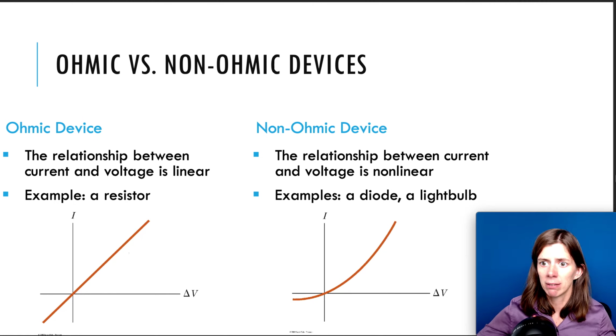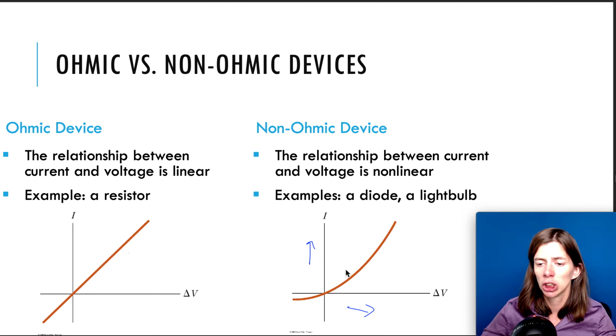What about non-ohmic devices? So non-ohmic means that the relationship is nonlinear. You can see here, as the voltage increases, the current increases, but there's not a linear relationship. The current starts to increase more and more as the voltage increases. A good example of that is a diode or a light bulb. Sometimes there are some labs associated with this where you can see that when you plot the current and voltage across a light bulb, you don't get a linear relationship, so a non-ohmic device.